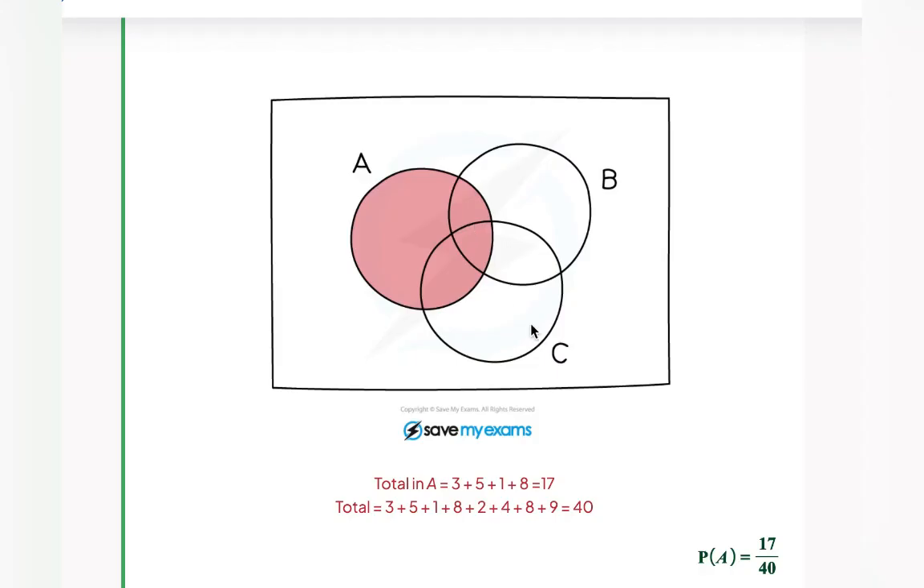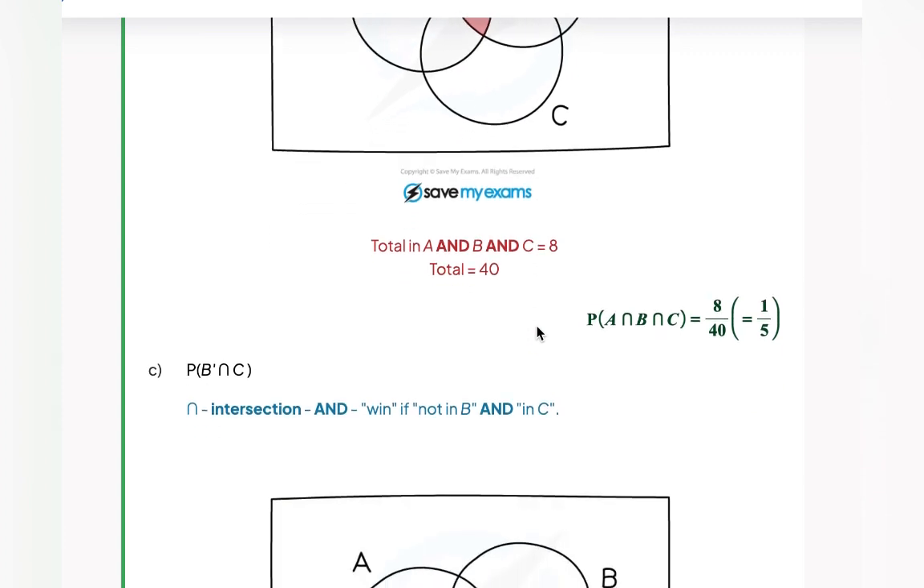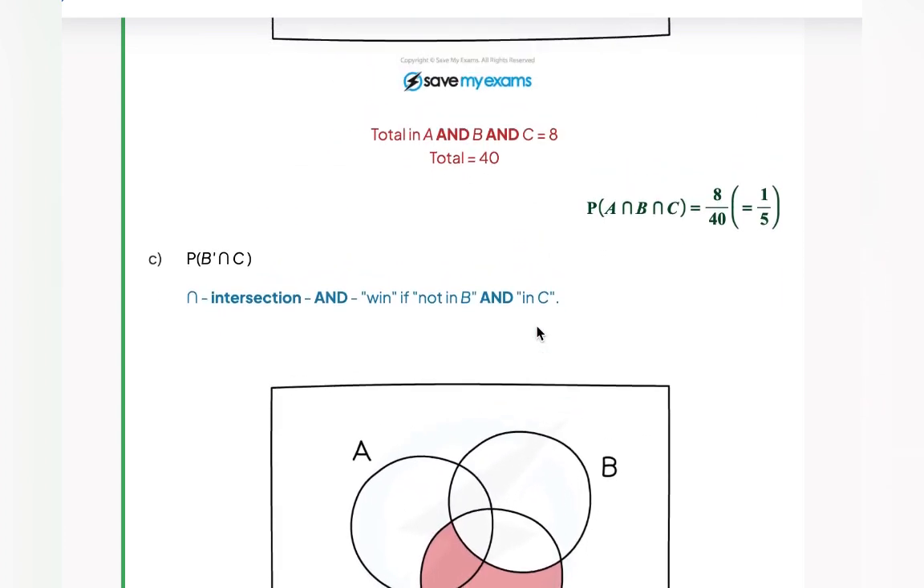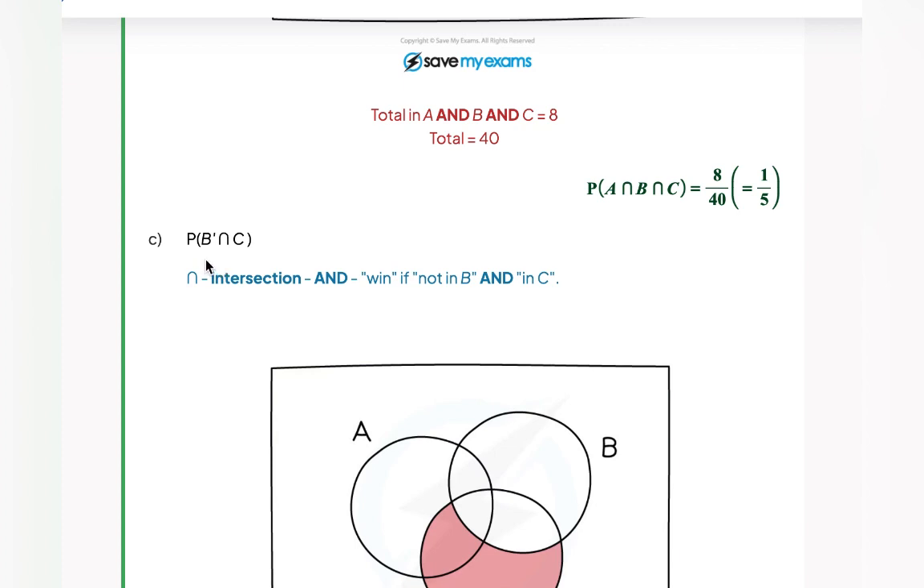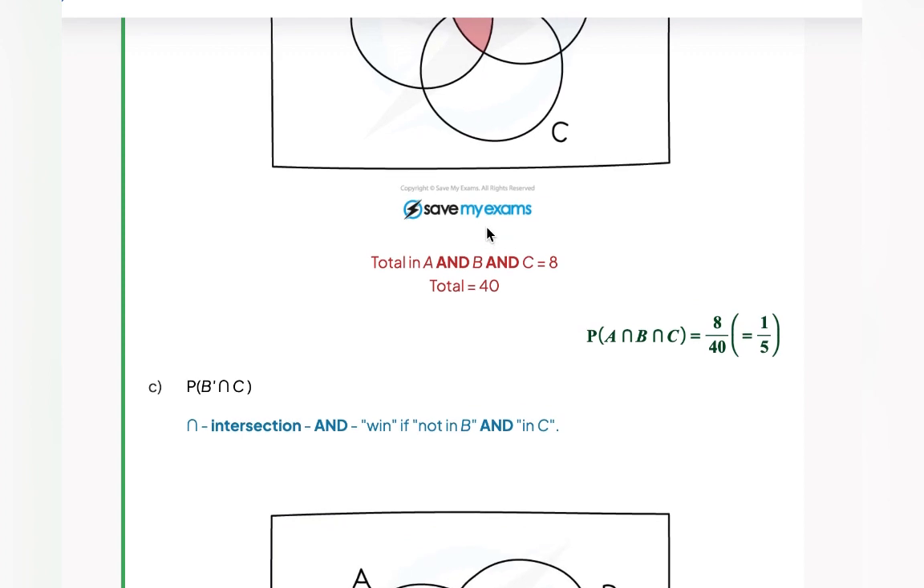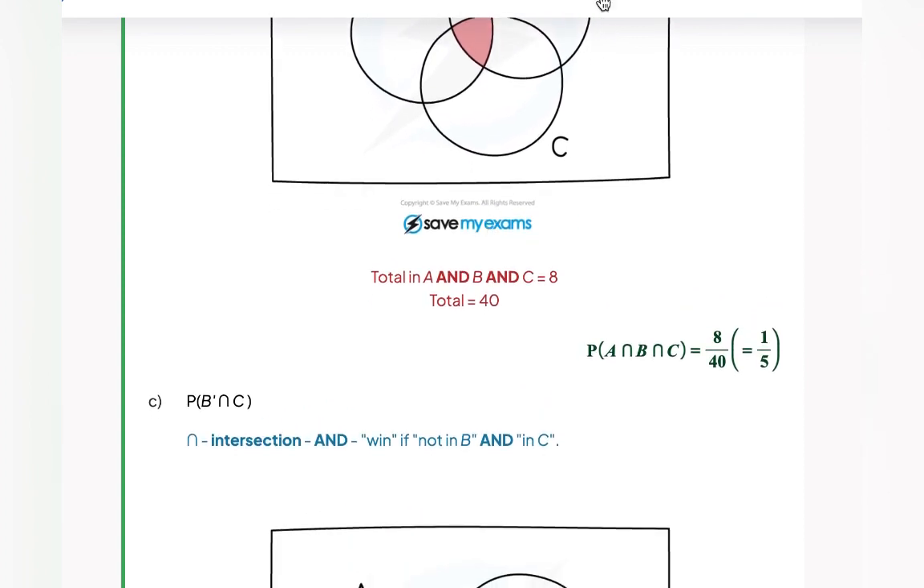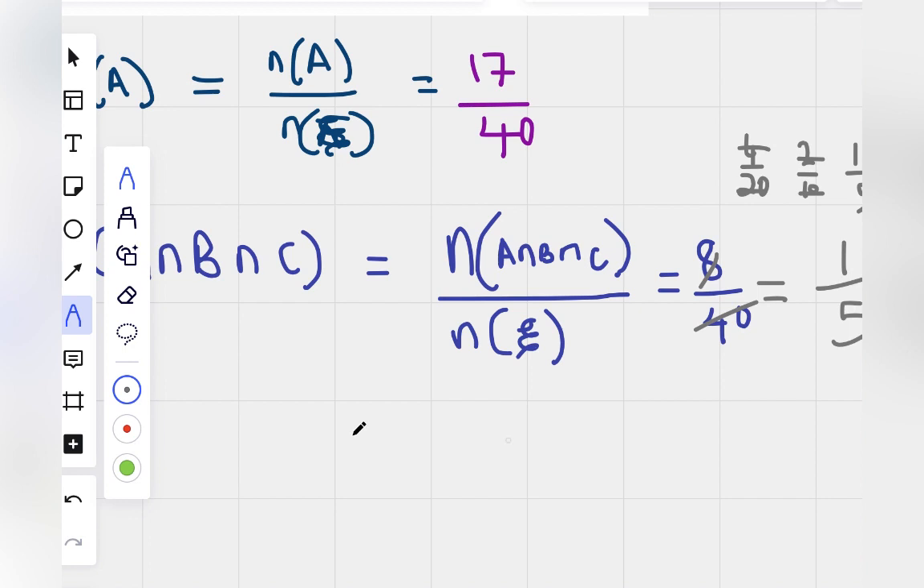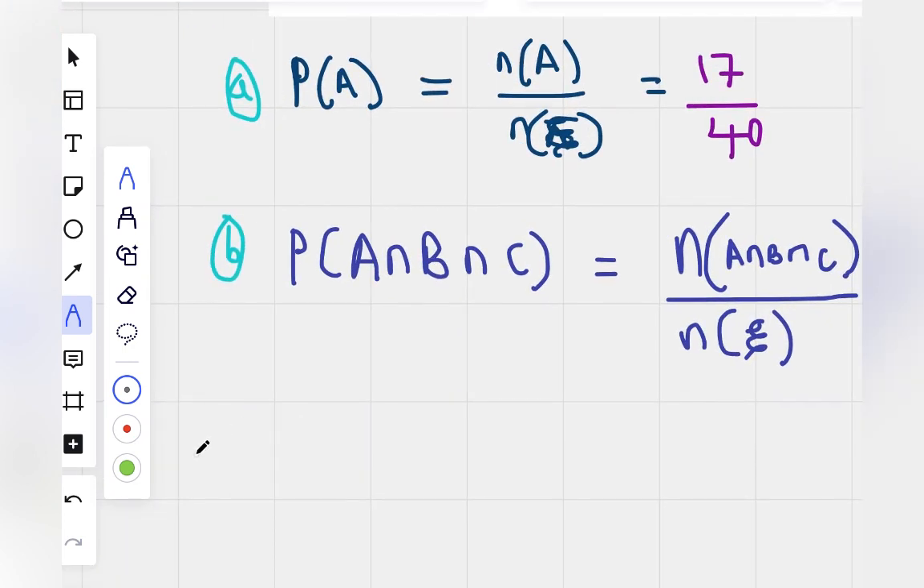Now let's see what the C question wants us to do. C says we should find the probability of B prime intersect C. Let's go and do that, and then we find that probability. B prime intersect C.